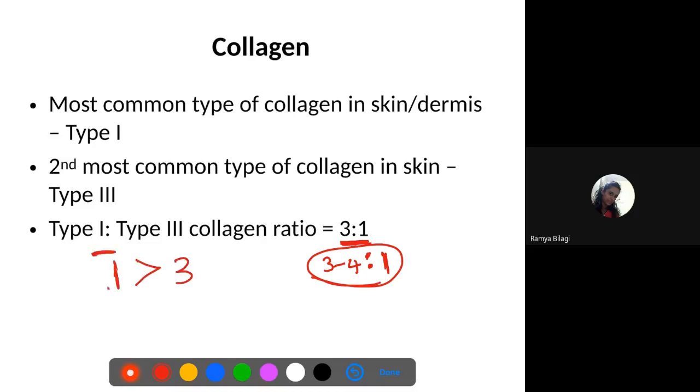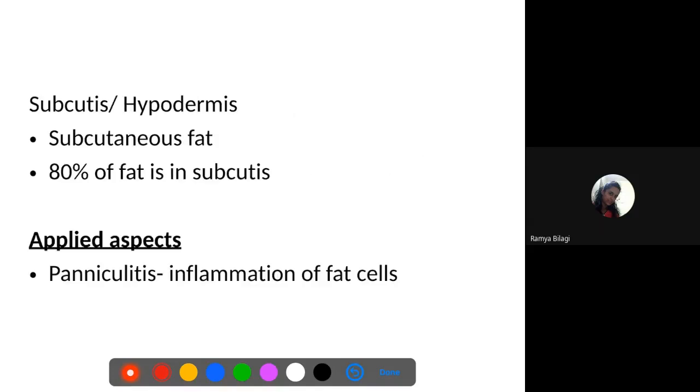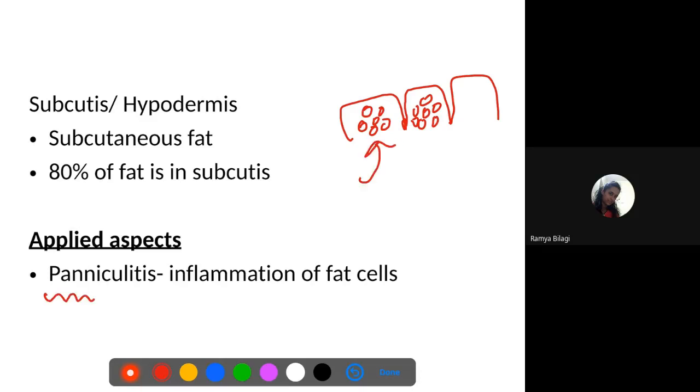This is important. The last layer is subcutaneous or hypodermis, which contains subcutaneous fat. 80% of our fat is present in the subcutaneous layer. So how is it present? There are multiple locules of fat, separated by septa. So this is how our fat cells are distributed in the subcutaneous layer. What happens when there is an inflammation of fat cells? This condition is called panniculitis.